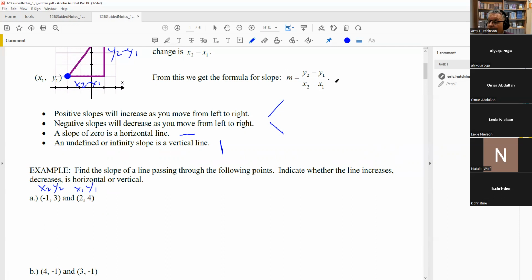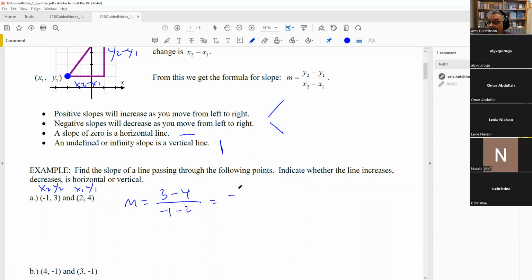I'm going to use this slope formula right here. It says y2 minus y1 goes on top. The way I have this labeled here is y2 is 3 and y1 is 4. So I have 3 minus 4 on top. On the bottom, I have -1 minus 2.